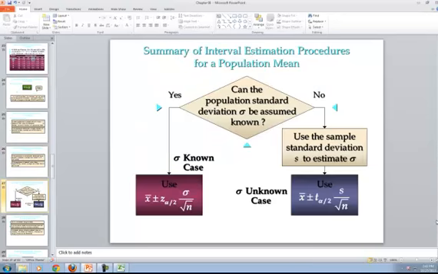Hence, this is the flow chart. If you know the population standard deviation, then that's the situation to the left. Use the z value and use the standard normal table. If you do not, then use the sample standard deviation and also use the t table with degrees of freedom n minus 1.